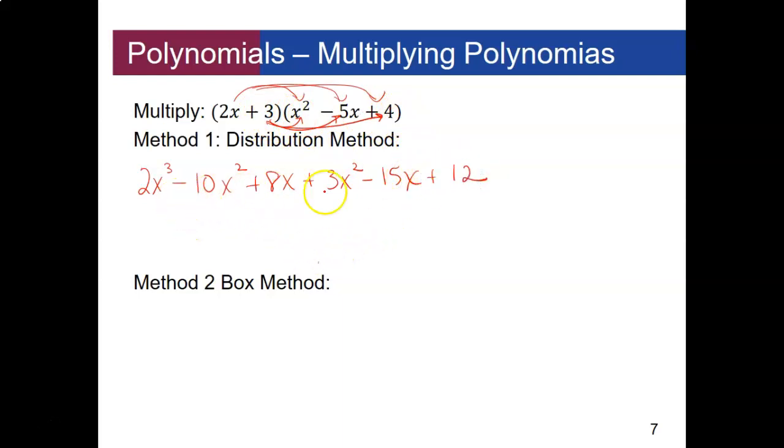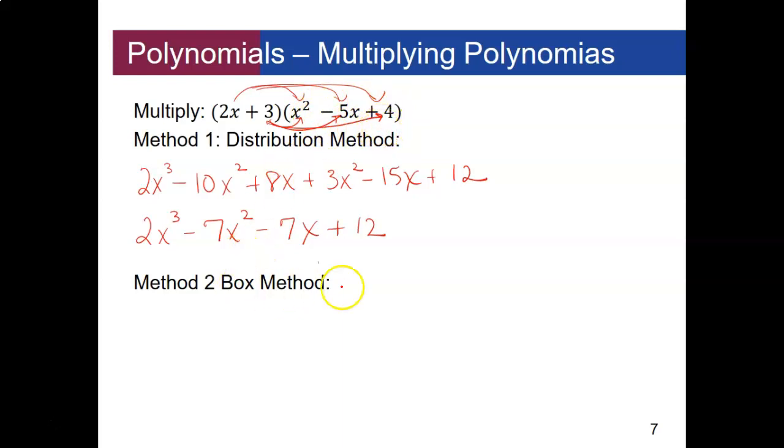Okay, from here I need to go through and combine like terms. So I don't have anything to go with the x cubed term. Negative 10x squared and positive 3x squared will give me negative 7x squared. 8x minus 15x will be negative 7x. And then plus 12. And this process would work if we happen to have a trinomial times a trinomial. We just need to make sure that everything in the first polynomial is multiplied to everything in the second polynomial. We need to make sure everything gets multiplied to everything else.